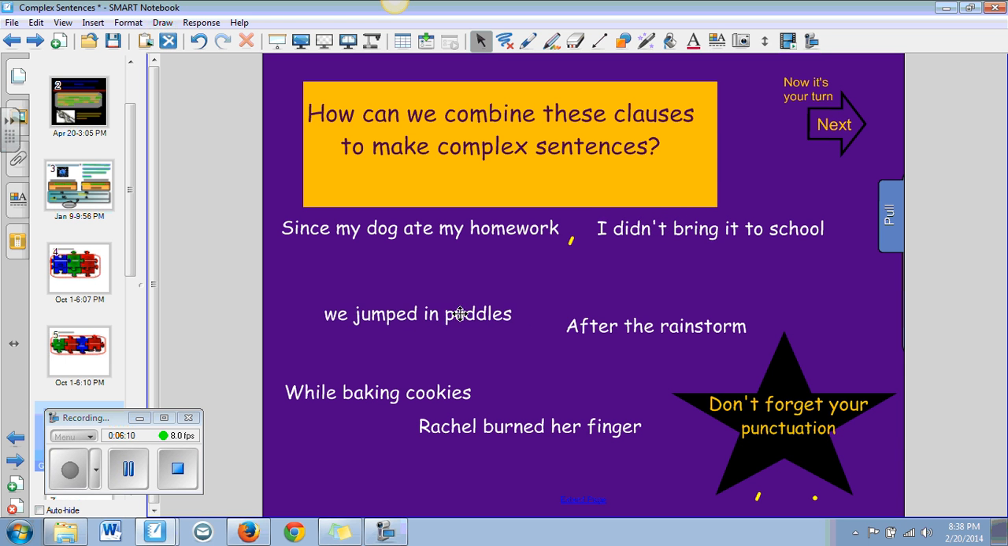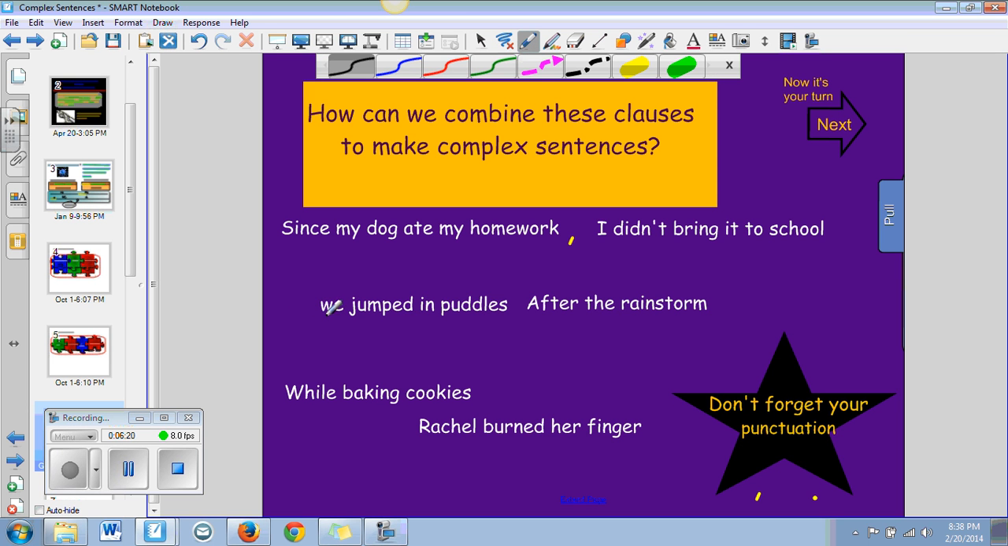Here it says, we jumped in the puddles after the rainstorm. I know that I don't need to have a comma here, but I need to fix up my sentence a little bit. I need to capitalize the we because that starts the sentence, and I need to lowercase the a in after because it's in the middle of our sentence. And I also forgot to put this ending punctuation in this sentence and in this previous one.